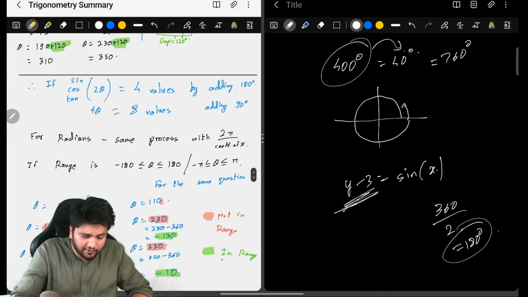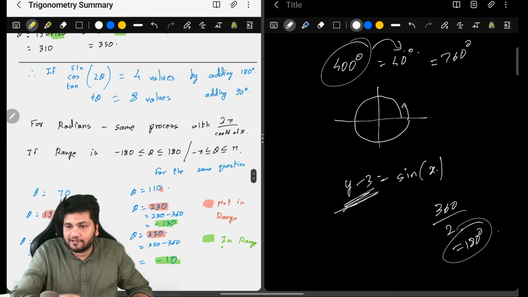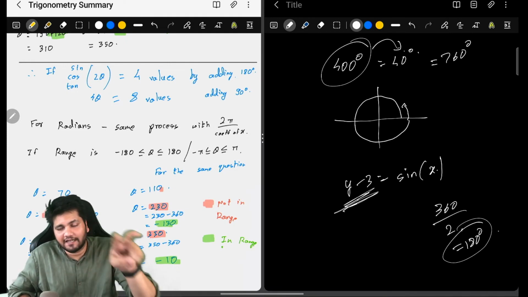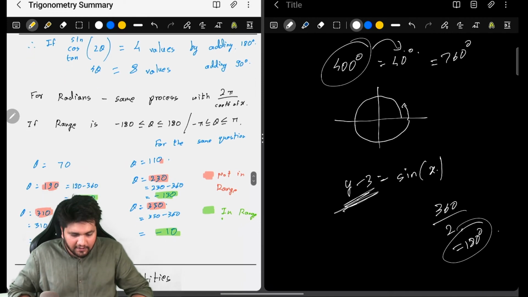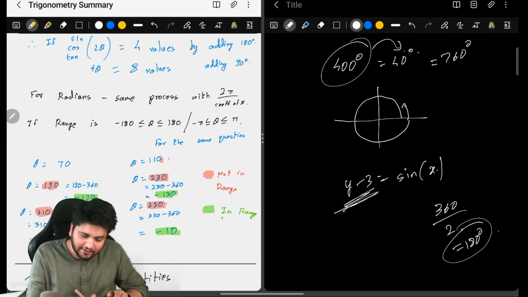So therefore, for sine, cos, tan with 2 theta, we get 4 values by adding 180 degrees. For 4 theta, we get 8 values by adding 90 degrees, because the time period was 90 degrees. Now for radians also, we'll have the same process, but with 2 pi instead of degrees.